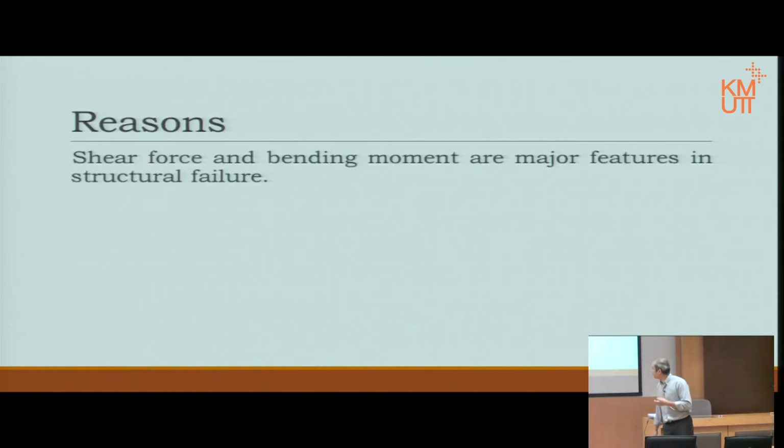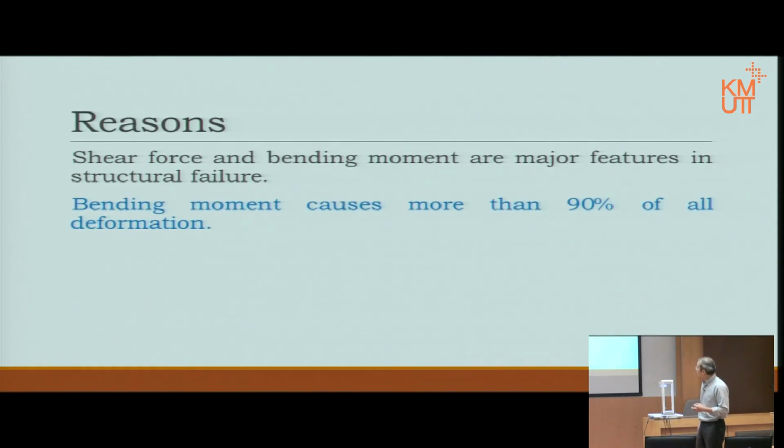The reason: apparently the shear force and the bending moment are in fact the major features that cause the failure in structures. The bending moment also causes about 90% of all deformation in general structures, usually what we call rigid joint structures, where the joints do not rotate.